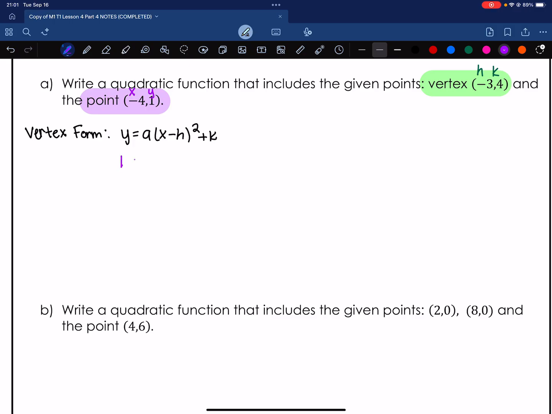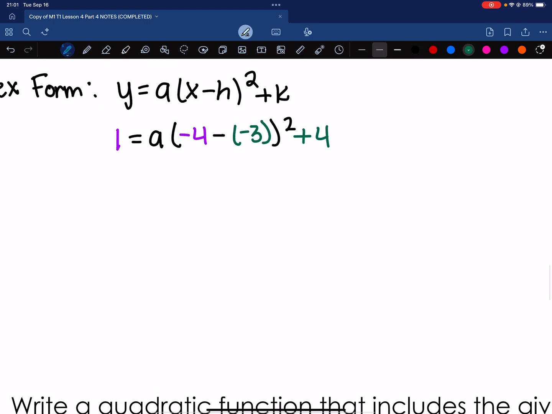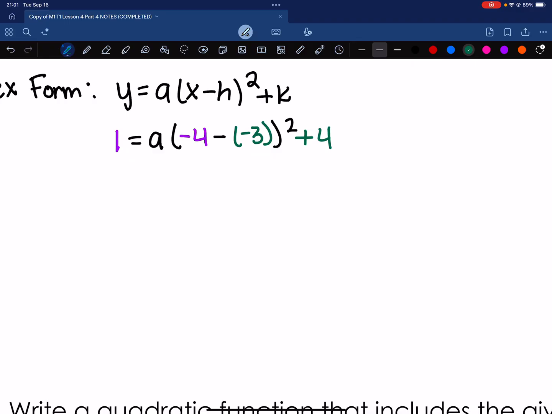So we have 1 equals a times our x value, which is negative 4, minus, and we're plugging in a negative 3. It is super important that you be careful with that step. And then you have a plus 4. So now that we have it plugged in, we can go ahead and simplify. So let's start taking care of that inside piece first, because that's what is the most messy. So first off, right here, again, we have a double negative. So in the math world, a double negative turns into a positive.